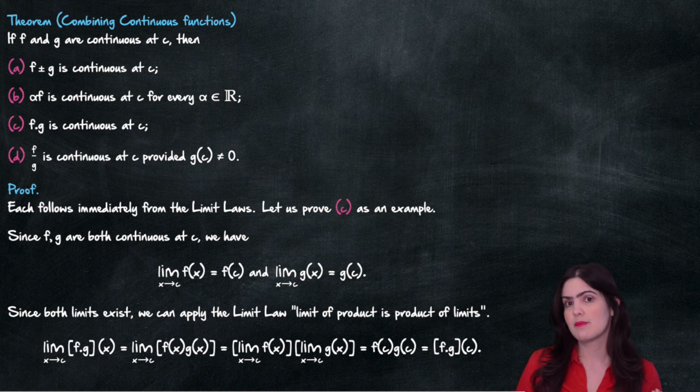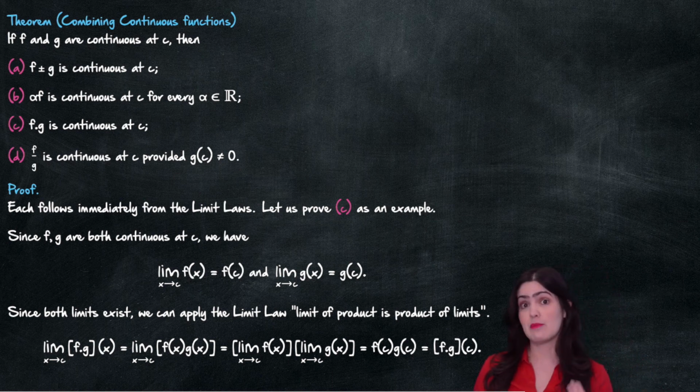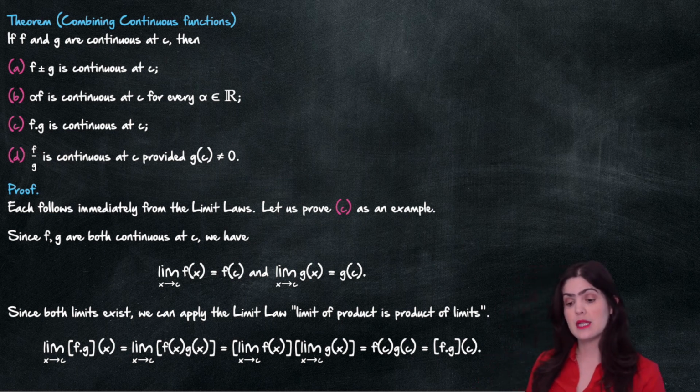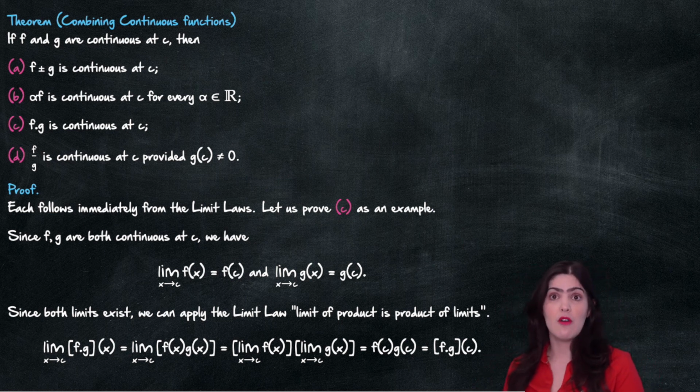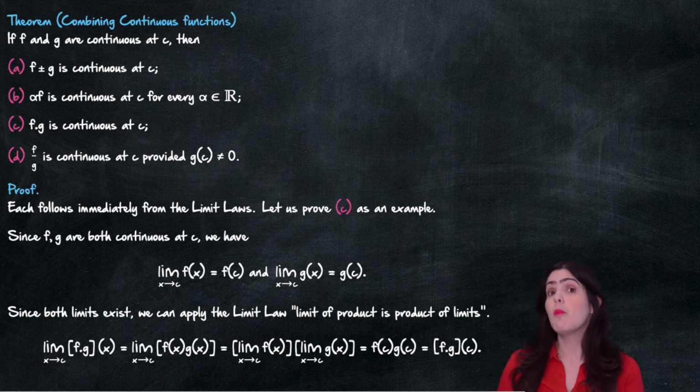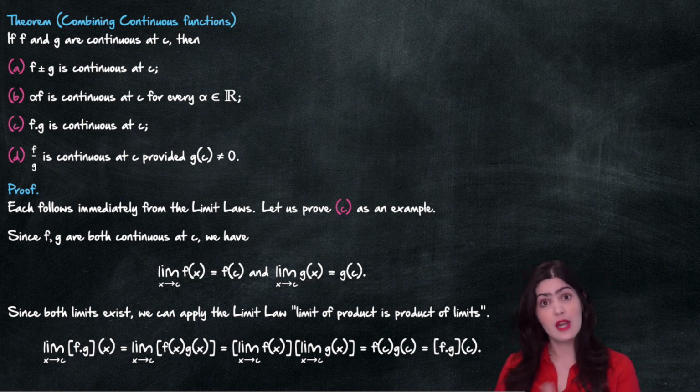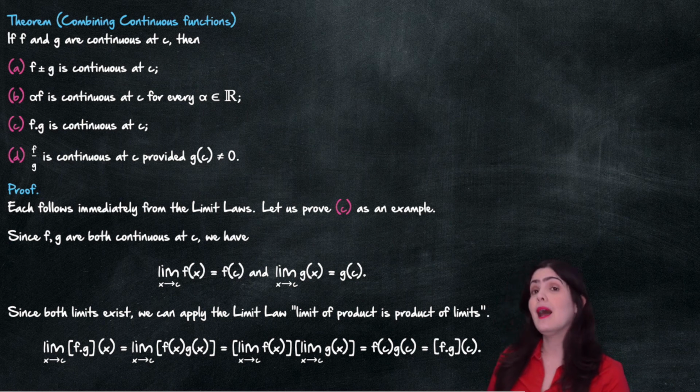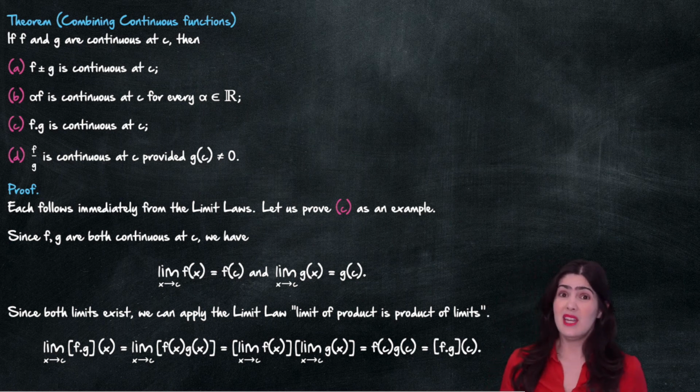So the limit as x approaches c of f times g of x, which is the limit as x approaches c of f of x times g of x, is the limit as x approaches c of f of x times the limit as x approaches c of g of x. But that is f of c times g of c. But this is the function f times g at c. And that completes the proof. As you see, it was very easy and quick. We just had to invoke limit laws for limits of functions, and we got things almost for free.